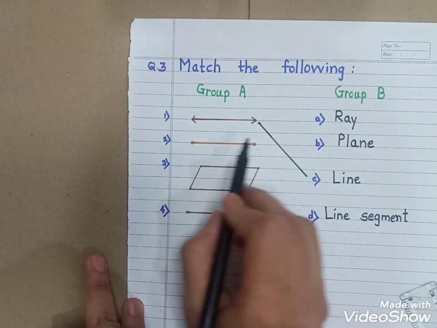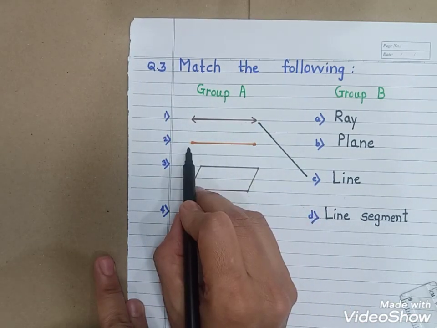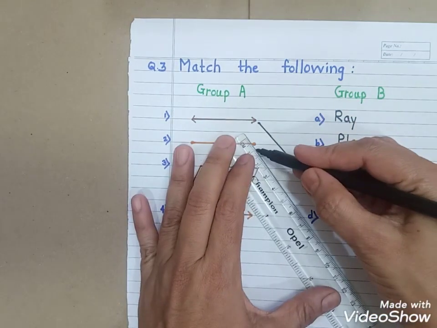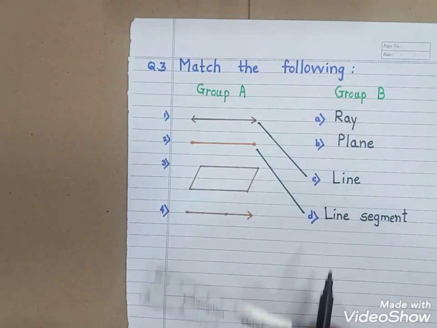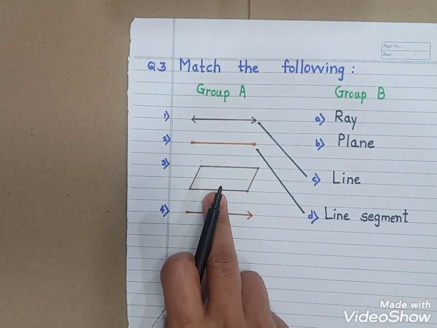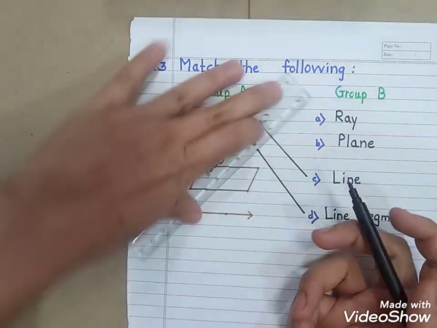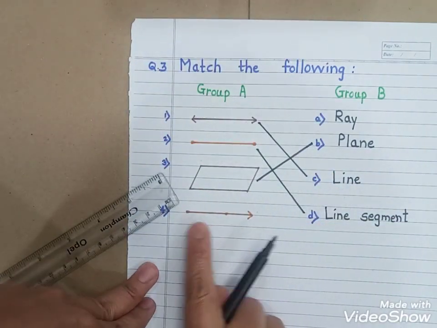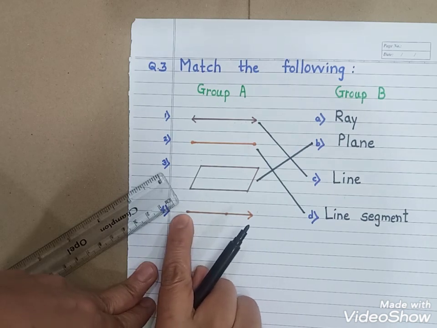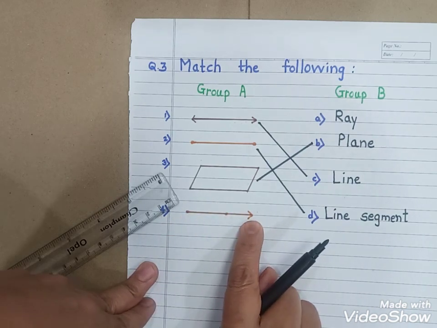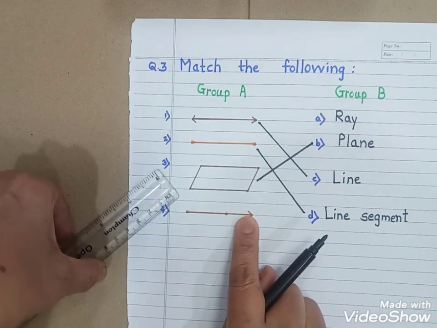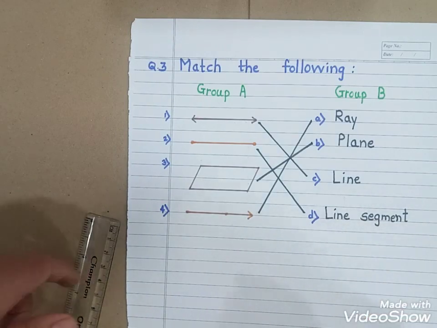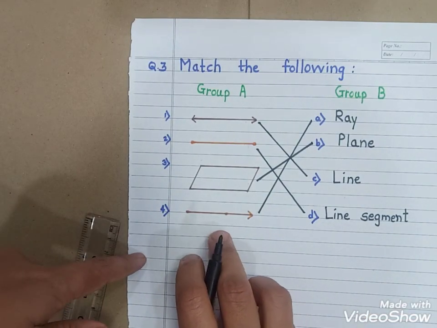Now this line has two end points, so it is a line segment. This is a flat surface, so it is a plane. And this line has one end point and an arrowhead at the other side, so it is a ray. So these are the pairs.